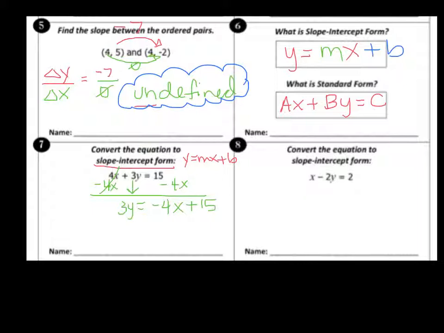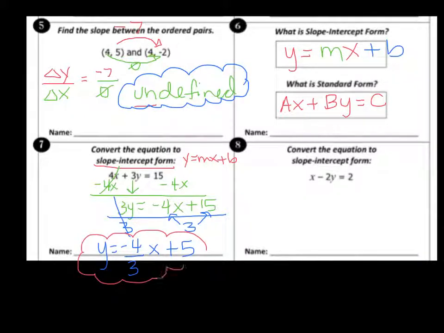Step 2, the opposite of multiplying by 3 would be to divide by 3. Those cancel, and remember, over here I have to divide that by 3 and that. So I can't actually divide -4 by 3 evenly, so I leave it as -4 over 3x, and then 15 divided by 3 is 5. So I know that in slope-intercept form, this would be -4/3 x plus 5. So remember here, if they asked you, your slope would be -4/3, and your y-intercept would be 5.